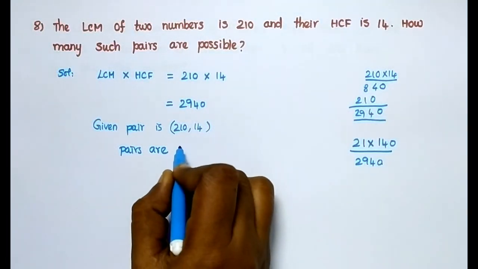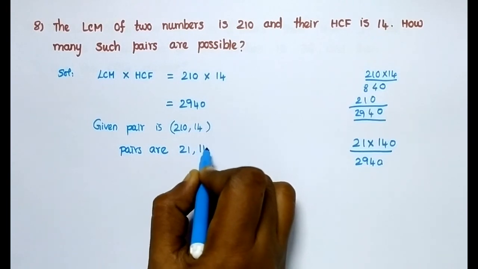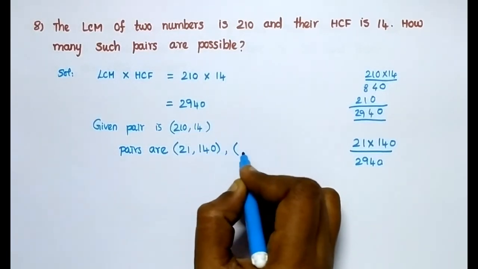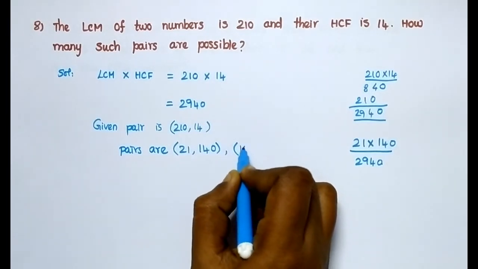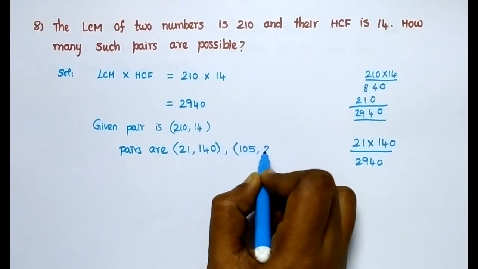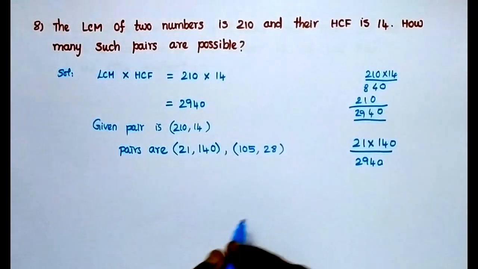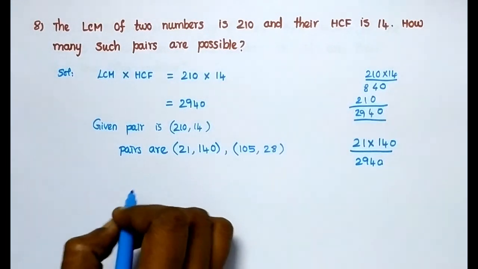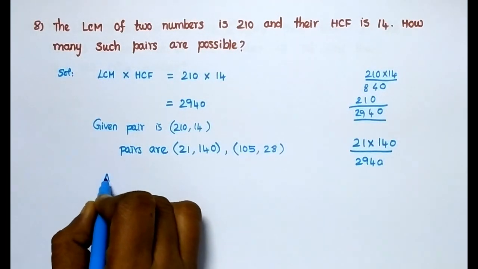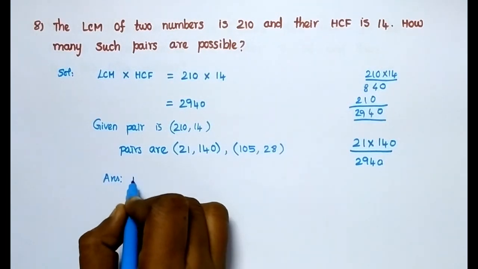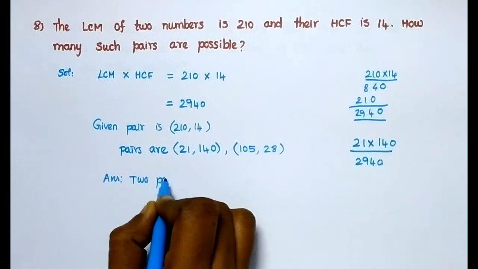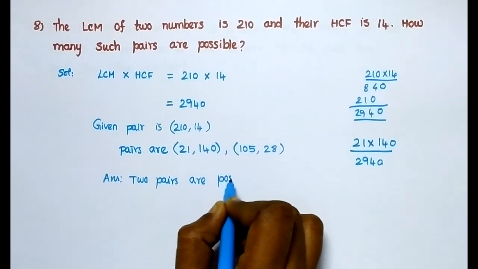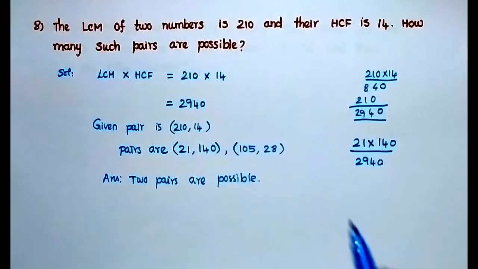So 21 and 140 is one pair, and then 105 into 28 is also 2940. So that is also one pair. Therefore two pairs are possible. That is the answer.